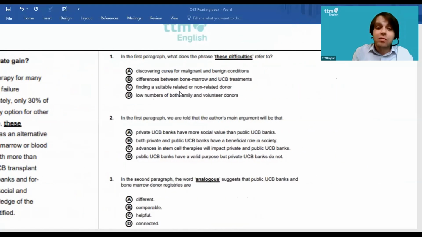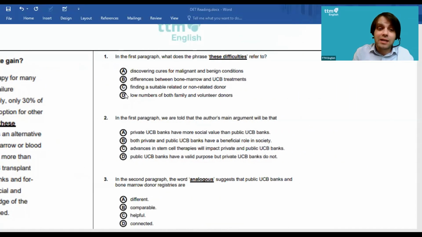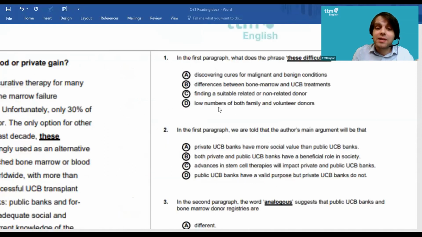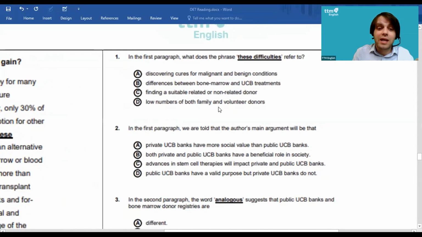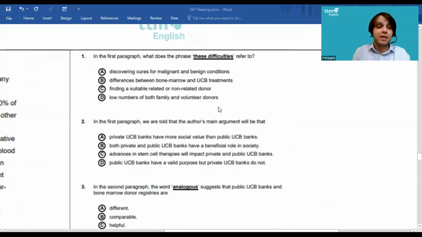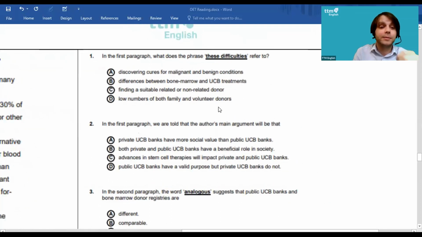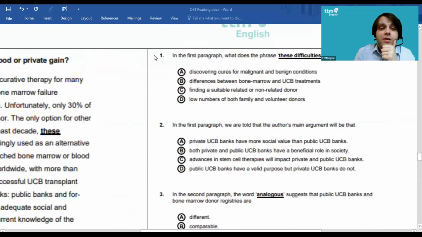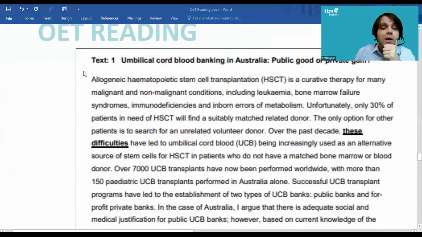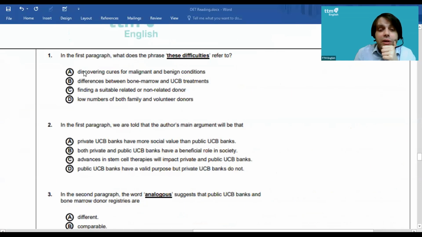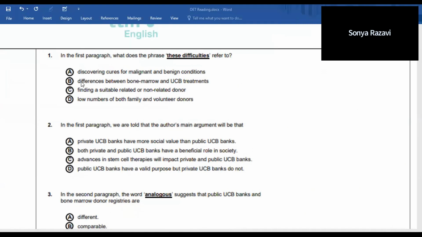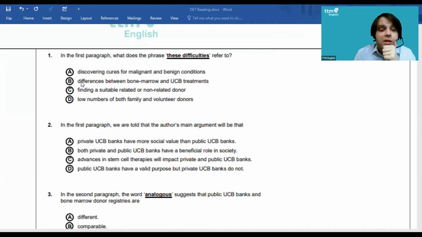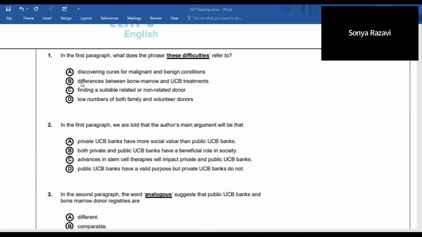All right, let's go back to this now. We didn't read the options A, B, C, D. Now let's read them and decide on the choice. What do you think is the answer? We're not going to look at the text. In the first paragraph, what does the phrase "these difficulties" refer to? A, discovering cures for malignant and benign conditions. No. B, between bone marrow and UCB treatments. No. C, finding a suitably related or non-related donor.